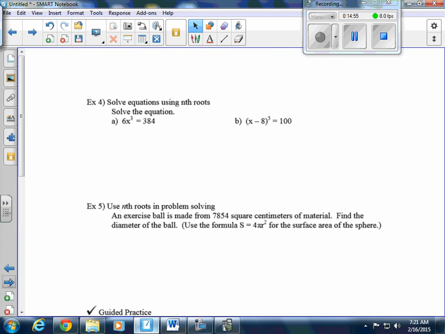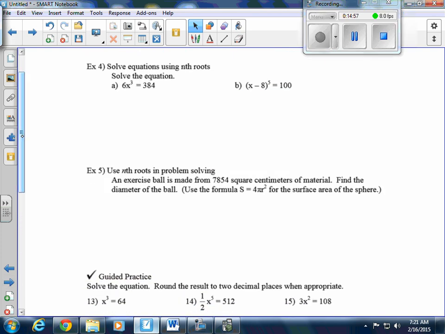All right, now in example 4, we're going to be using the rules and properties that we've talked about to actually solve equations. These are exactly the same as when we solved linear equations back in 5th and 6th grade, and quadratics in 8th and 9th grade, and this year. We're going to still use our inverse operations, do everything that we normally would, only now we're going to be taking a third root or a fourth root, maybe something like that.